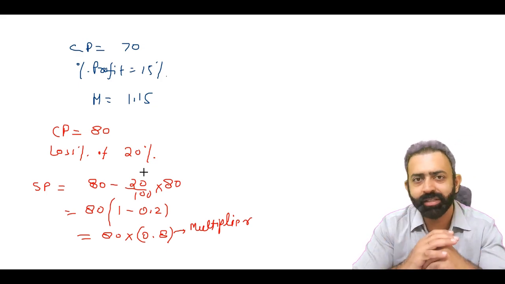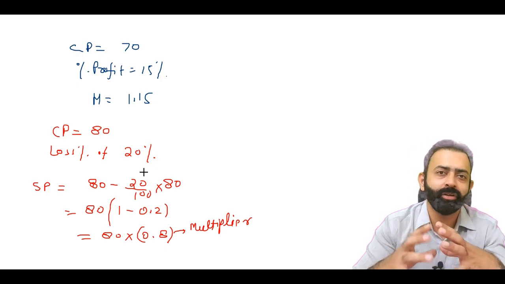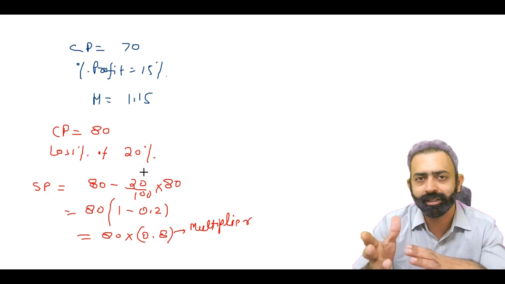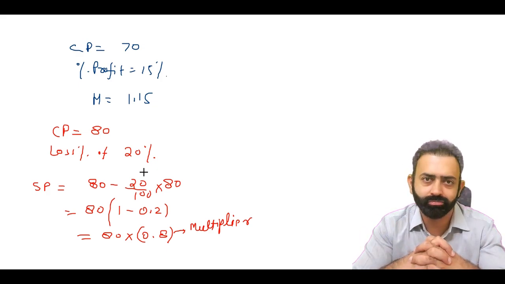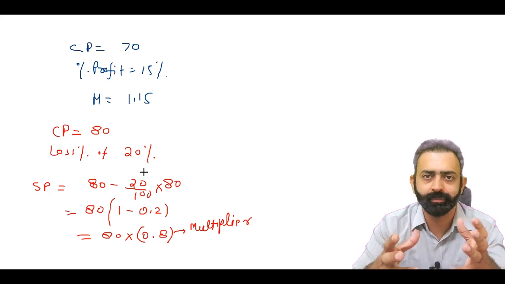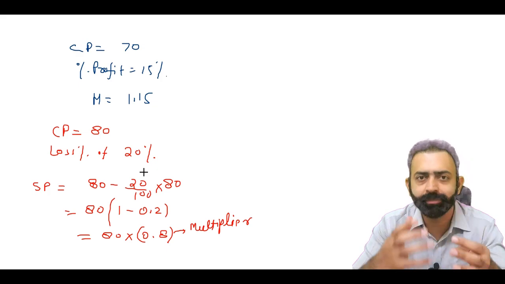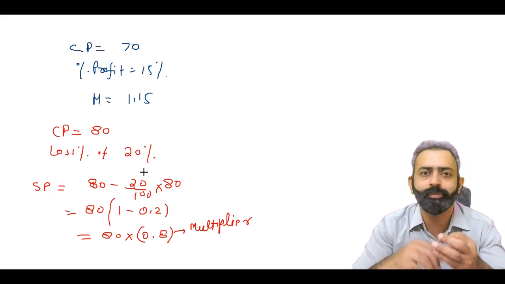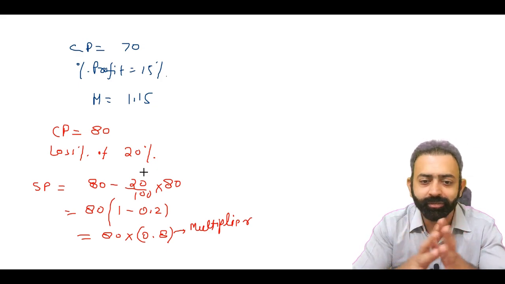In case of decrease, if you are making a loss, the final value will be the initial value multiplied by 1 minus the loss percentage, say 20%. So we subtract the percentage from 1. So for 1 minus 20%, the multiplier will be 0.8. If the percentage loss is 15%, the multiplier in this case will be 0.85, and so on. I think that's enough.